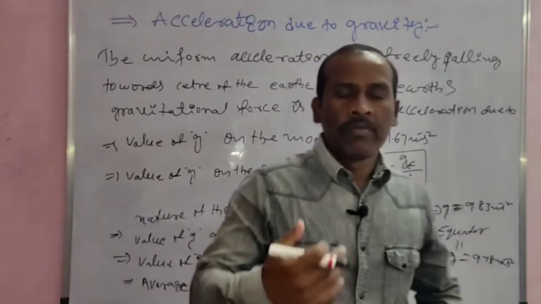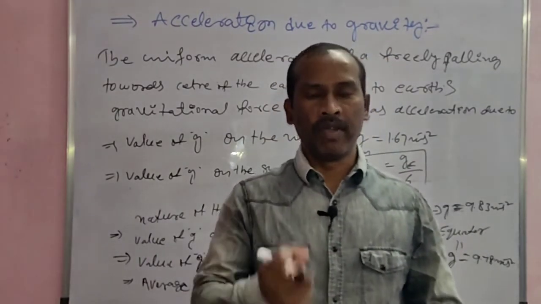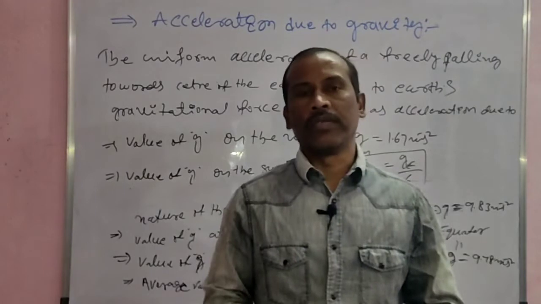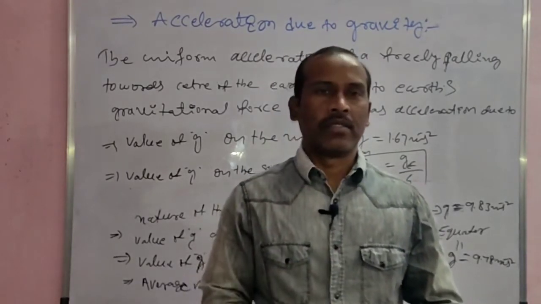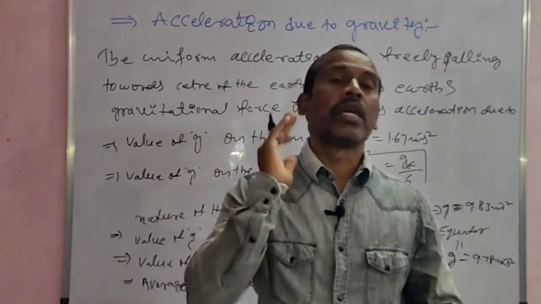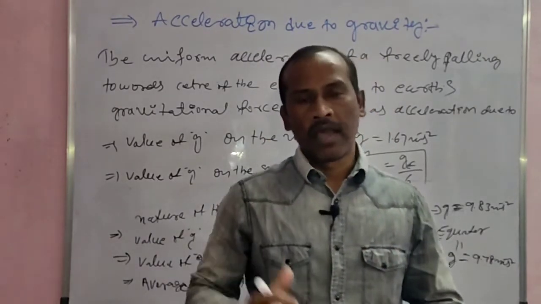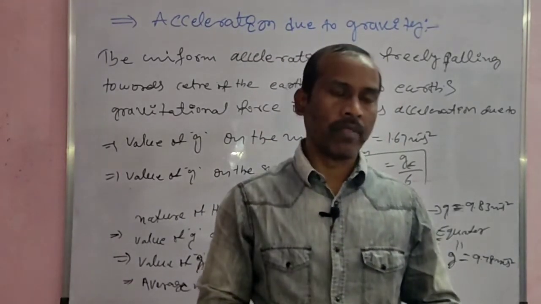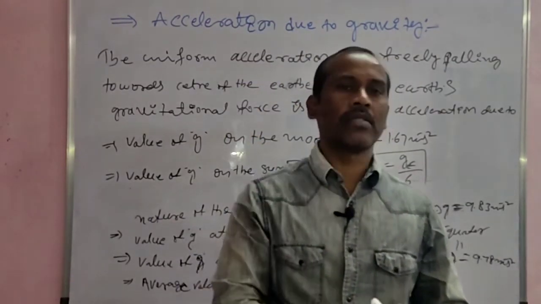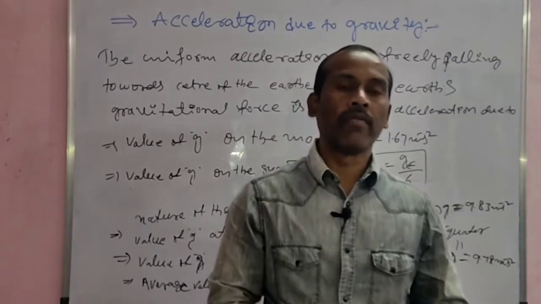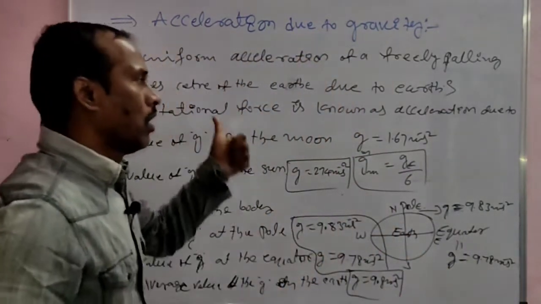So next point, when a body is projected in the upward direction, its velocity decreases, but the acceleration due to gravity is taken as negative. For a body freely falling downwards, the velocity increases and the acceleration due to gravity is taken as positive. These are the information about the small g. Okay, note this one first of all.